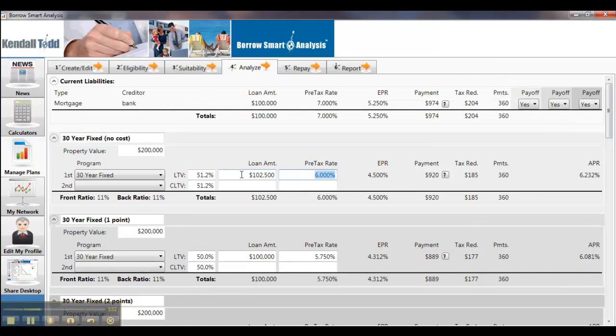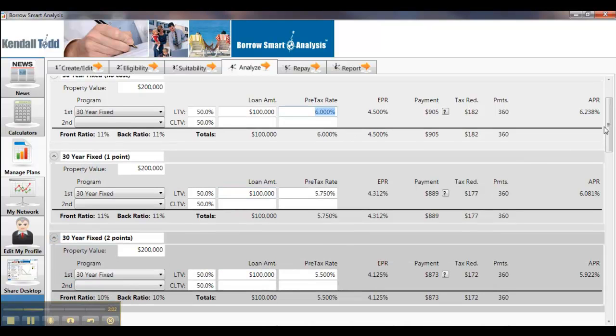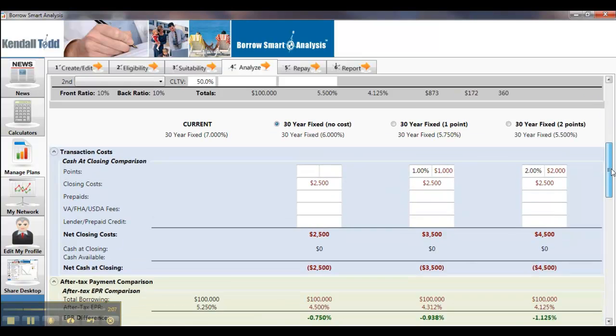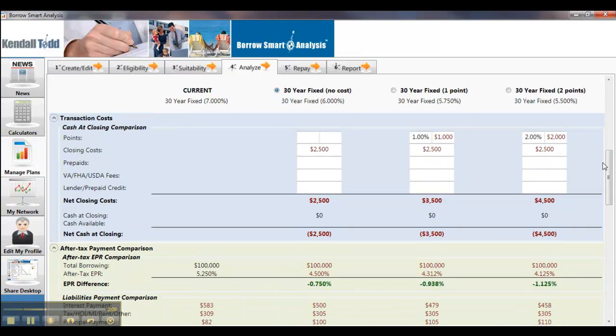This will allow me to compare either way. I would just tend to say compare apples to apples. If I was going to finance the closing costs in for one, I would do it for all three. I'd bump this to 103.5 and this to 104.5 because the software is going to calculate the difference in payment and tax reductions and everything throughout. But I'm just going to leave this as an out-of-pocket expense right here.